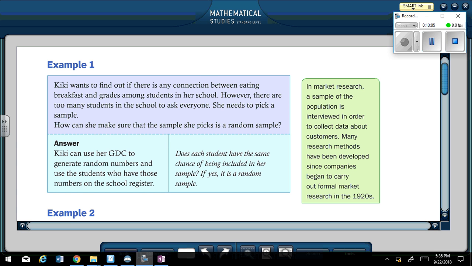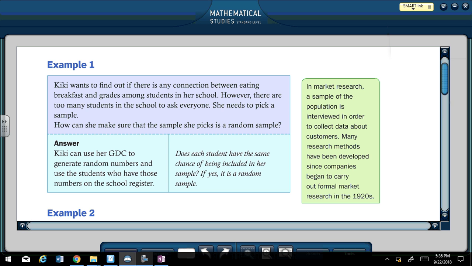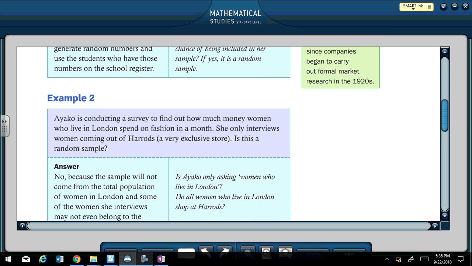Okay, so two little examples here. This person wants to find out if there's a connection between eating breakfast and grades, right? You always hear that you're supposed to eat a good meal before you have an exam or whatever. But because there are too many students at the school to ask each person, she picks a sample. So we need to make sure that she does this randomly. So to do that, she can use her graphing calculator to generate random numbers, and students who have those numbers on the school register. So something like that is random because you're not just picking one type.